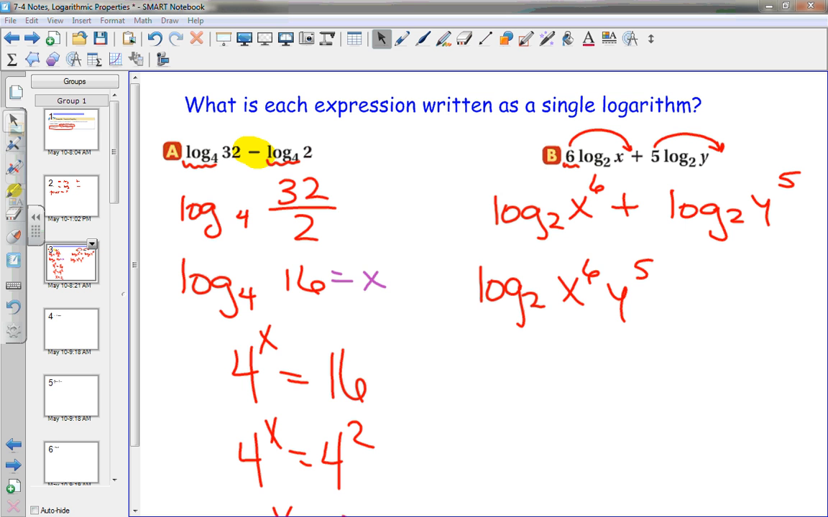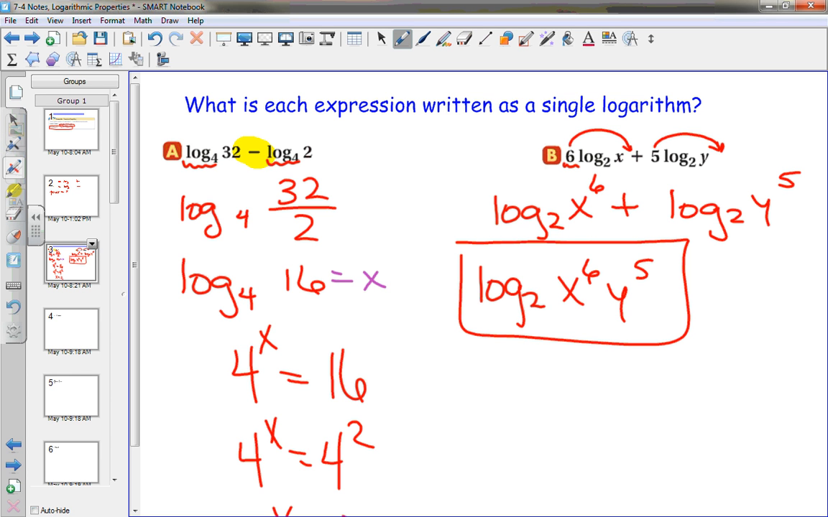Okay, so now that I have those all attached by multiplication, the powers are back on, I cannot do anything else with this, so this is going to be done. Okay? Let's do it again.